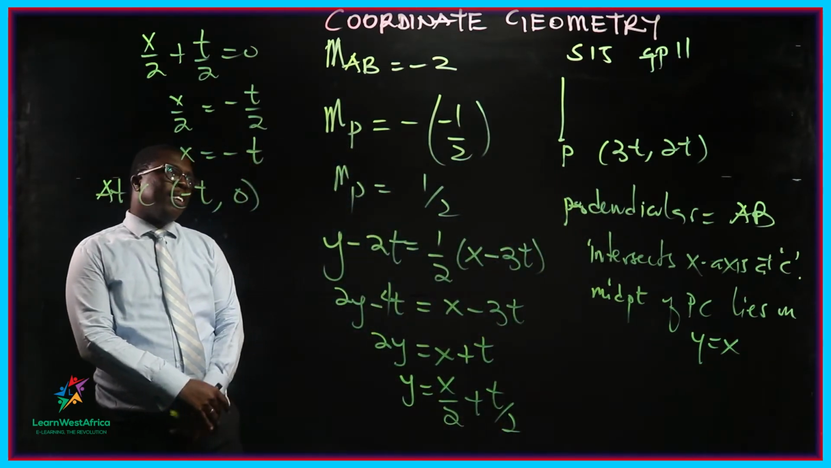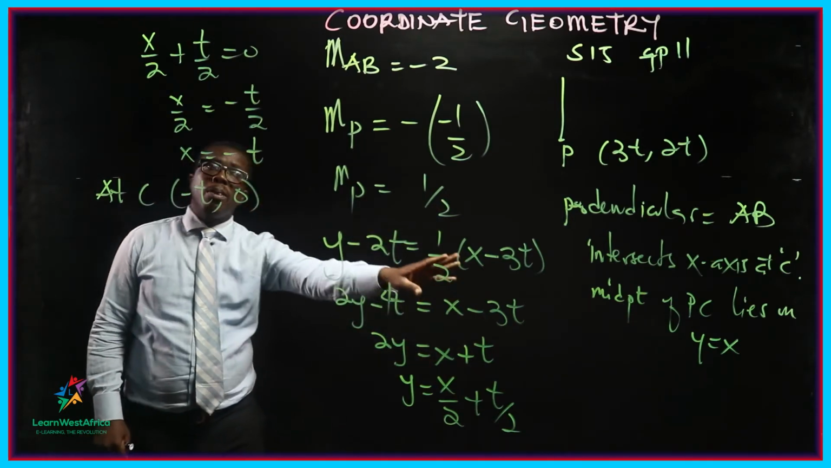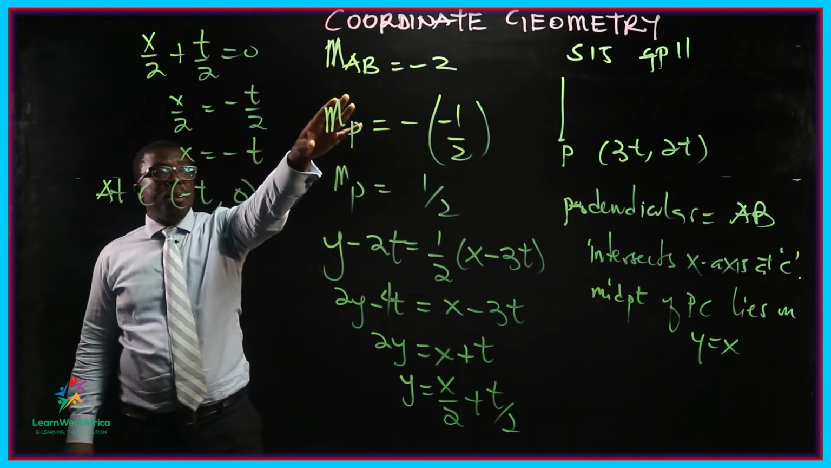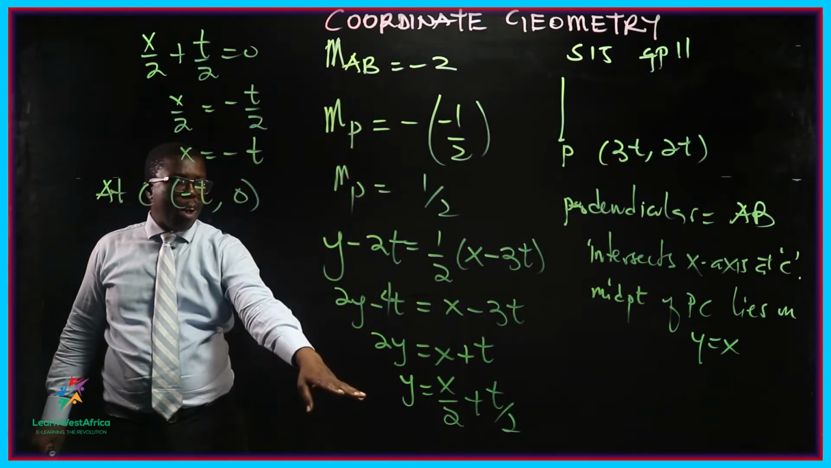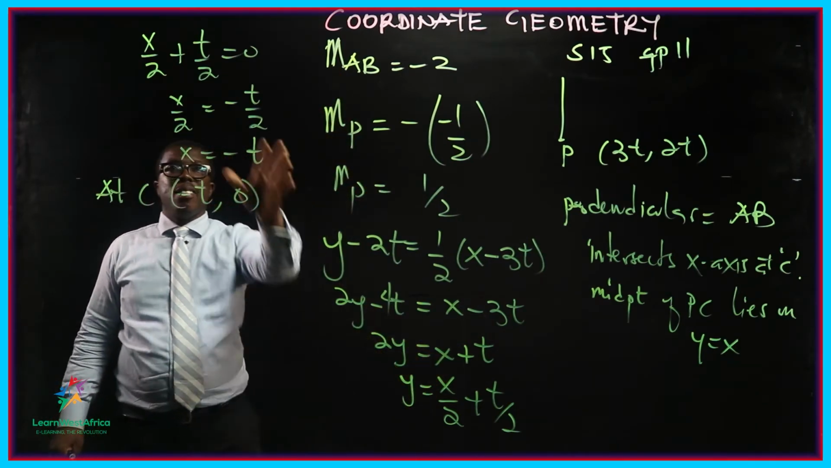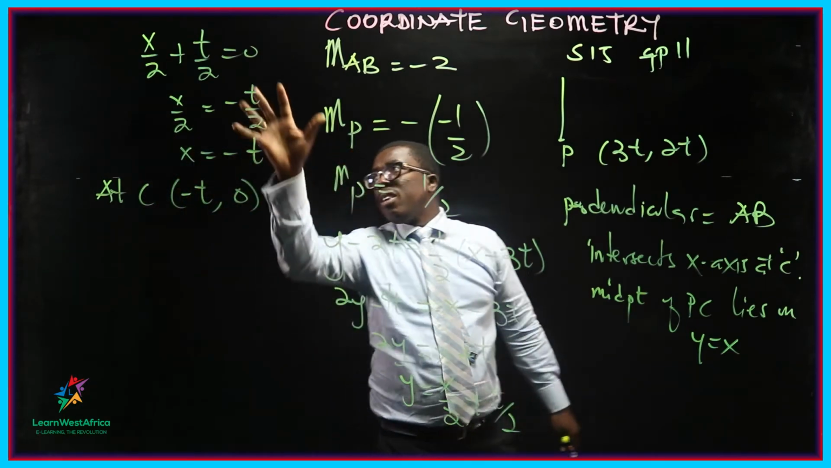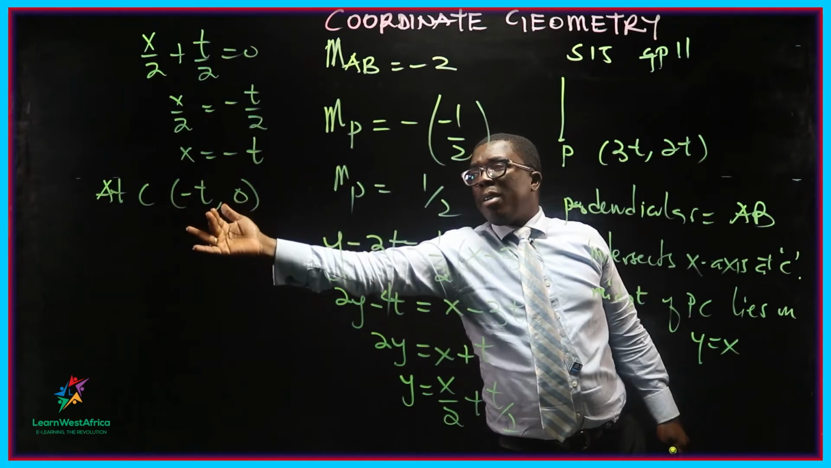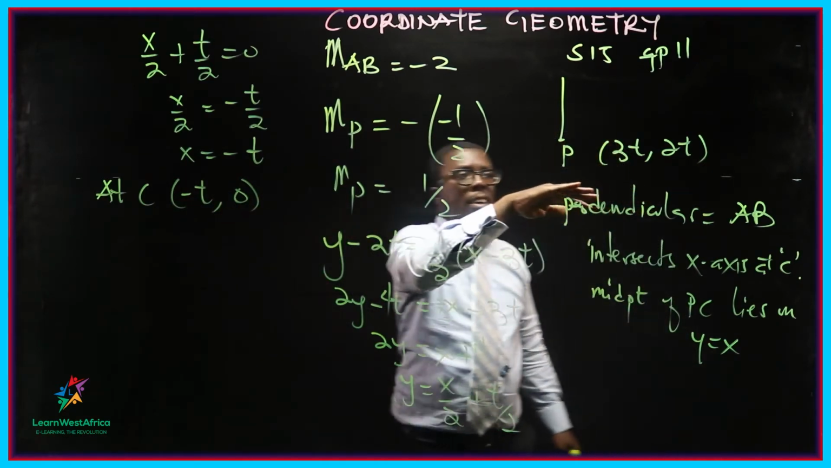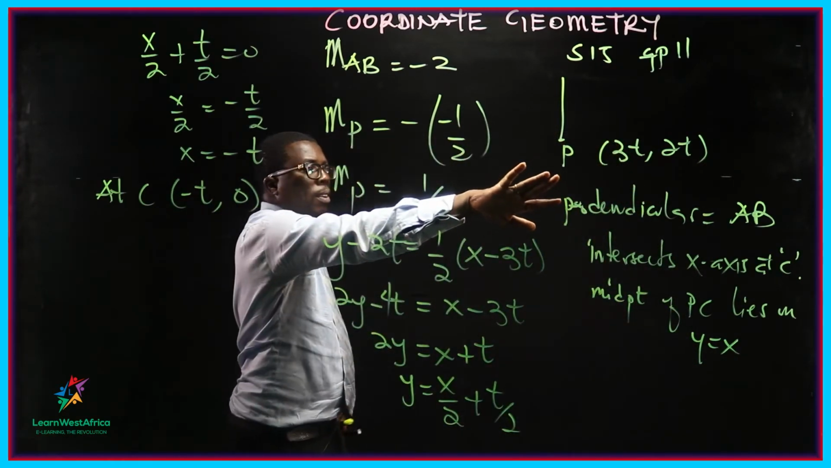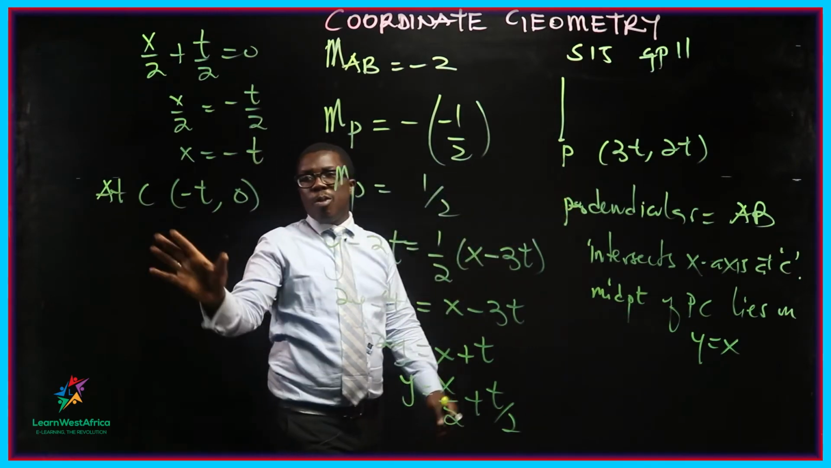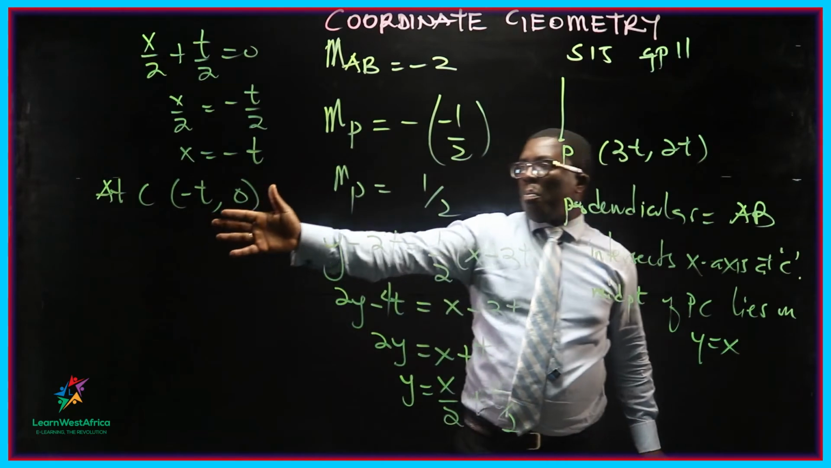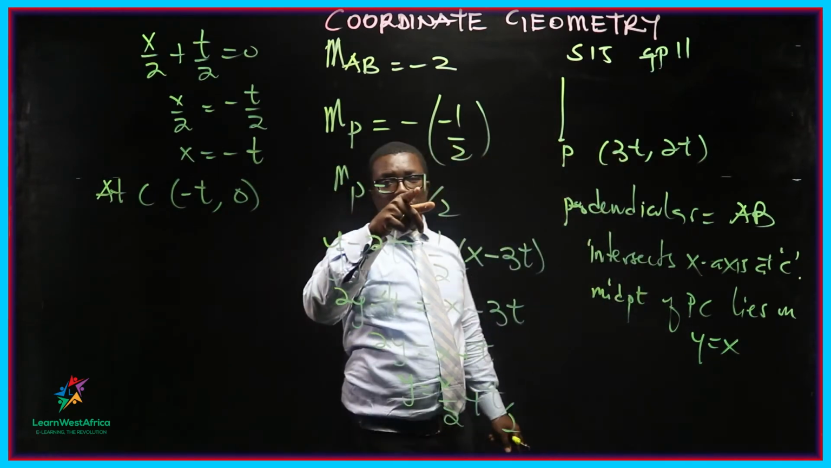Are we okay? So that's how you go about it. The perpendicular, the gradients MAB and MP, and you have the equation that intersects. And when you come to this portion, you have your C value to be (minus t, 0), and here you have your P to be (3t, 2t). So we're going to work with these two: (3t, 2t) and (minus t, 0).